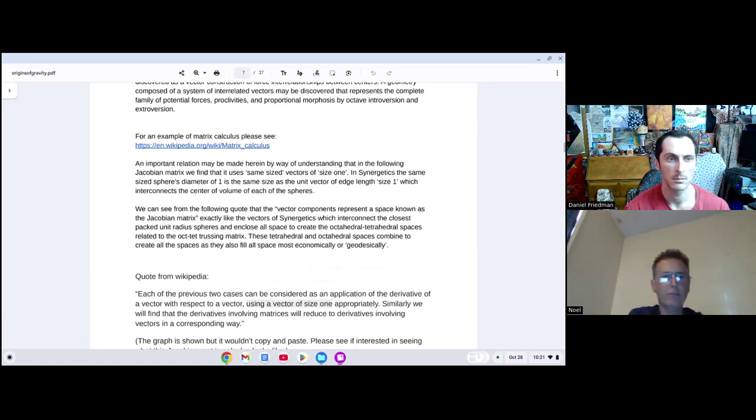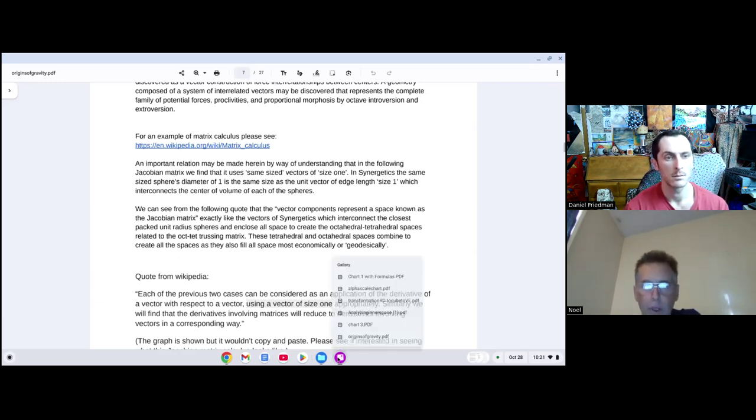In Synergetics, the same size sphere's diameter of 1 is the same size as the unit vector of edge length 1, which interconnects the center of volume, mass, and gravity of each of the spheres, right? Now, we can see from the following quote that the vector components represent a space known as the Jacobian matrix, exactly like the vectors of Synergetics, which interconnect the closest packed unit radius spheres and enclose all space to create the octahedral and tetrahedral spaces related to the octet trussing matrix. These tetrahedral and octahedral spaces combine to create all the spaces as they also fill all space most economically or geodesically. Let me open up a picture here.